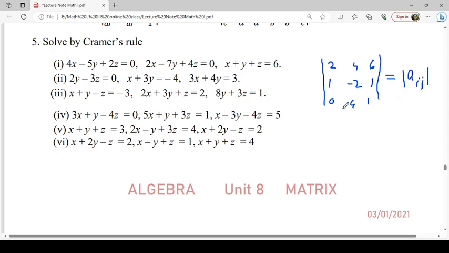And in the case of a matrix, we may not have the row number equal to the column number, but in the case of a determinant, we must have this.